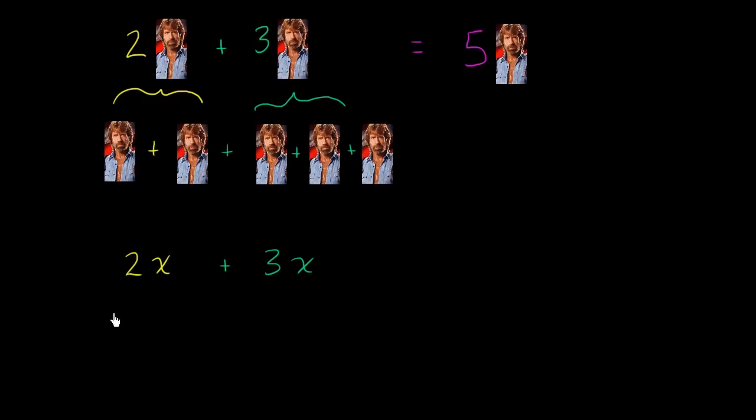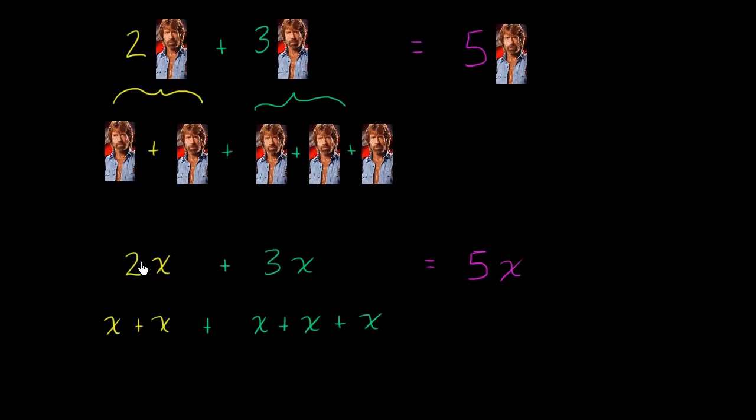Well, once again, 2x's, that's 2 times x. You could view that as an x plus an x. We don't know what the value of x is, but whatever that value is, we can add it to itself. And then 3x's are going to be that value plus that value plus that value. And so how many x's do I now have? I'm going to have 1, 2, 3, 4, 5 x's. So 2x plus 3x is equal to 5x.